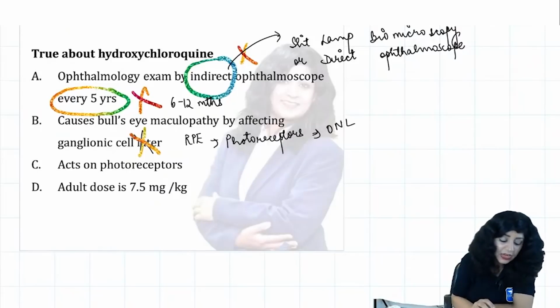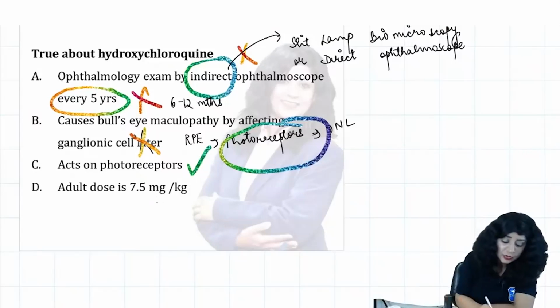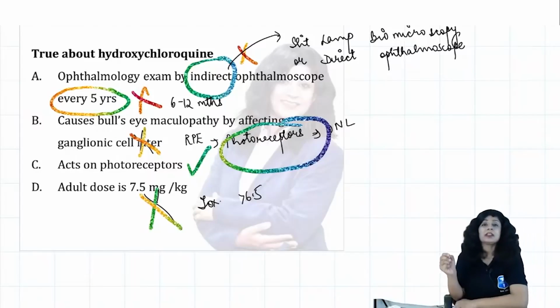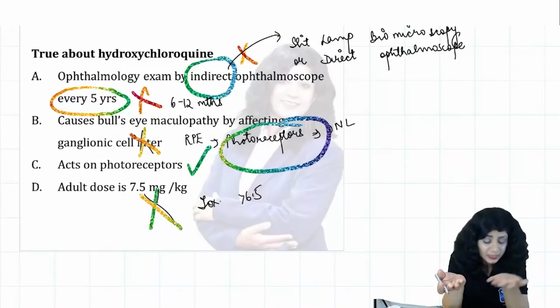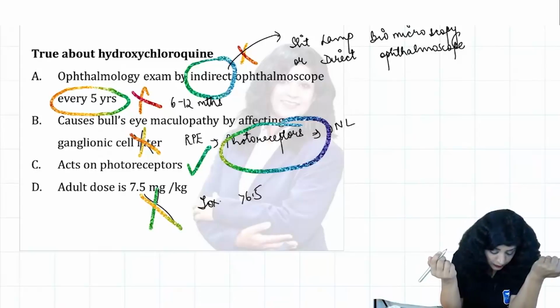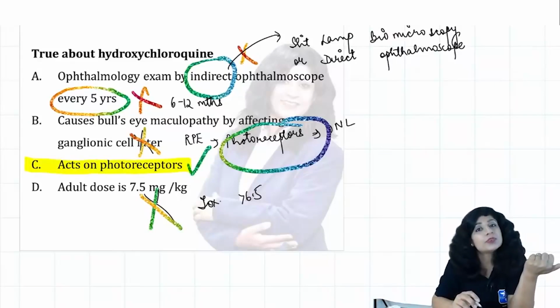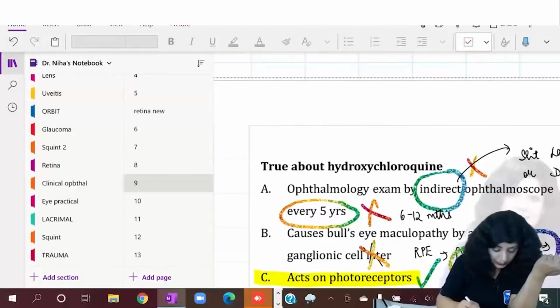Then option number 3 is acting on the photoreceptors. So this is definitely true. It is acting on the photoreceptors. And the adult dosage. So adult dosage is not 7.5. If you remember, hydroxychloroquine toxicity was there when it was more than 6.5. So obviously the toxic levels are more than 6.5, so 7.5 cannot be the dosage. So this is also wrong. So what will be the answer? Answer to this question is that yes, it's acting on the photoreceptors. Okay. All right. Now coming to the next one.